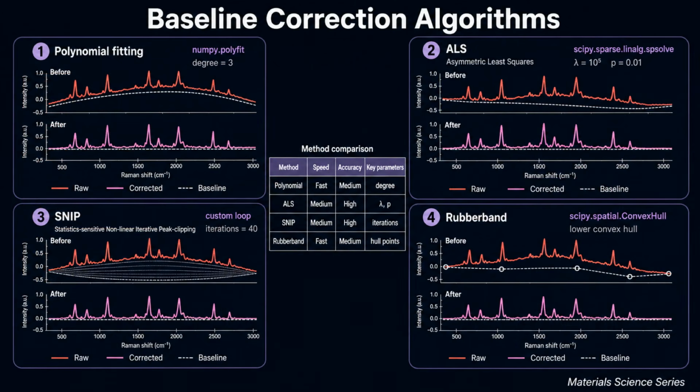Baseline correction removes unwanted background signals from spectra. We'll compare 4 common methods. Polynomial fitting works well for smooth, gentle baselines, but struggles with complex shapes. Asymmetric least squares, or ALS, uses iterative fitting with asymmetric weights, excellent for spectra with sharp peaks. SNIP, the statistics-sensitive nonlinear iterative peak clipping algorithm, is robust for various peak types. The rubber band method connects minima like a rubber band stretched around the spectrum. Each method has parameters to tune, and the best choice depends on your specific spectral characteristics.